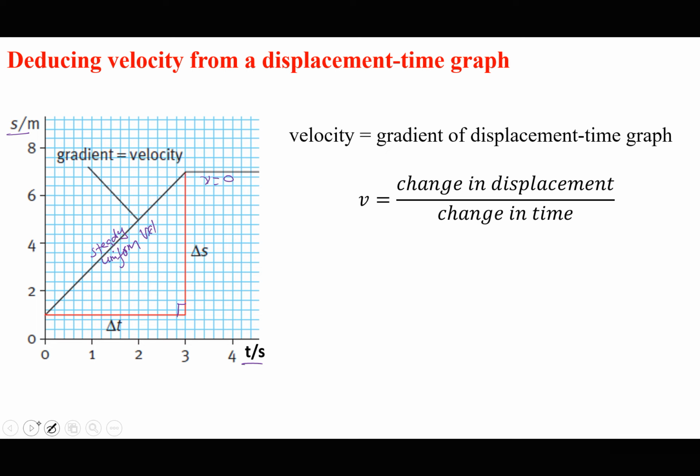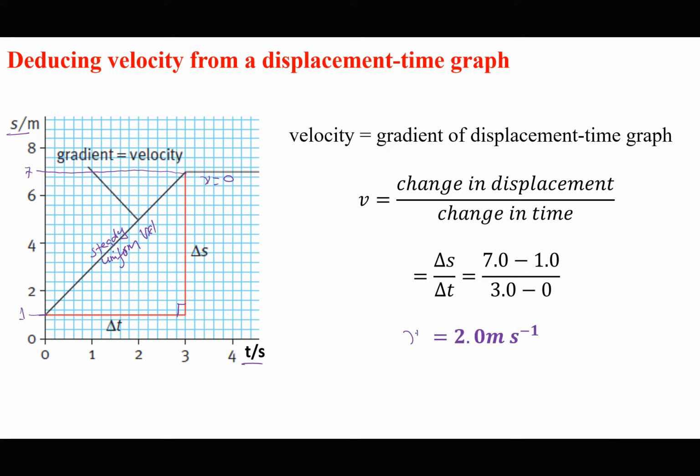That is the same as the gradient. The change in displacement is delta s, and the time is going to be 3 minus 0. So when we substitute, we have 7, I think. Yeah, this is 7. This is 1. So 7 minus 1 over 3 minus 0. And this gives us the velocity as 2.0.